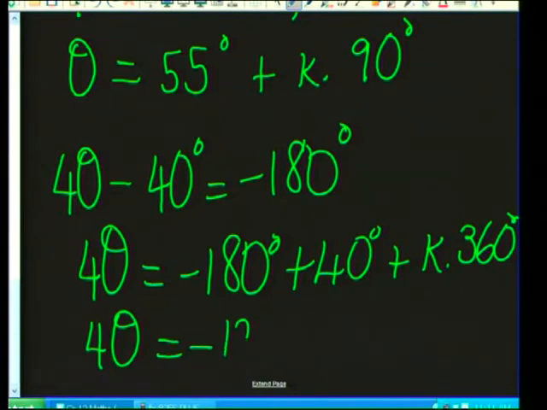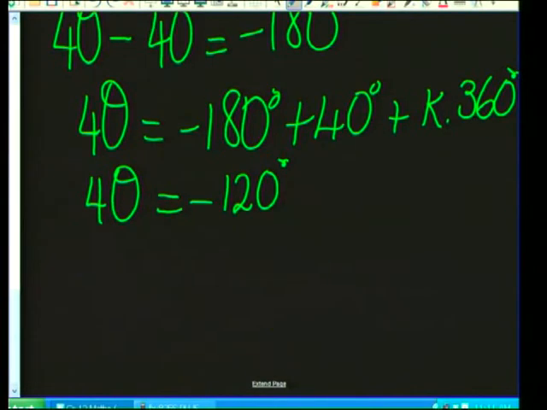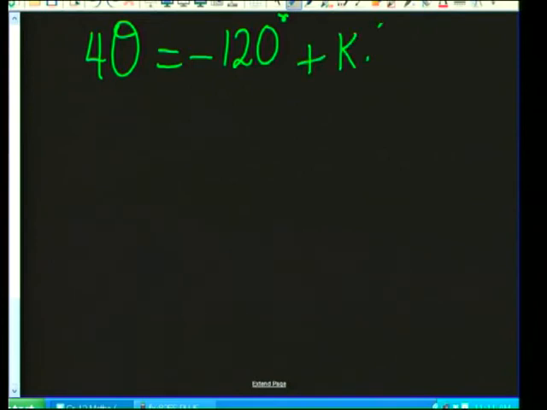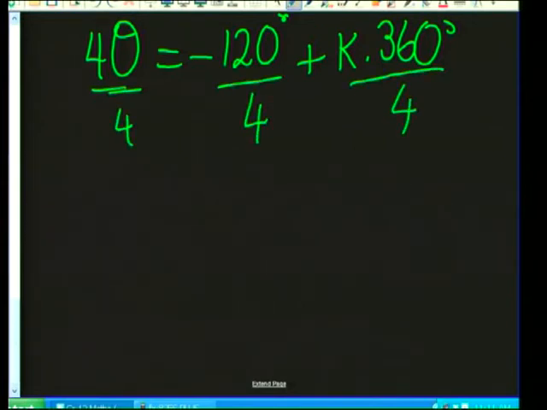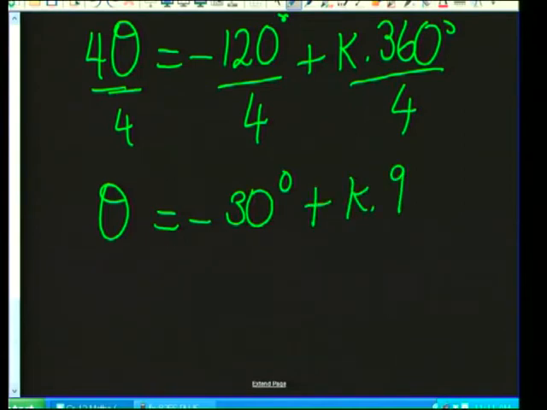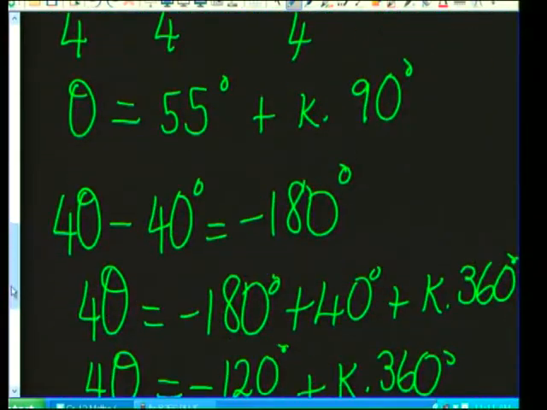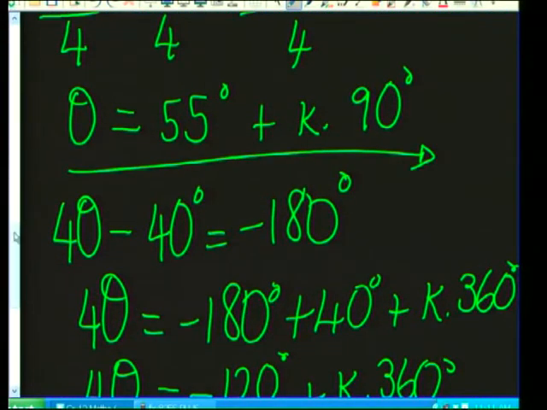This now becomes negative 120 plus k 360 degrees, and you divide through by 4. So that becomes theta is equal to negative 30 degrees plus k 90 degrees. And there, these two answers, including the one that we did up here, are your general solutions. I hope you've had more understanding of what general solution is, but the next question is also a general solution question.